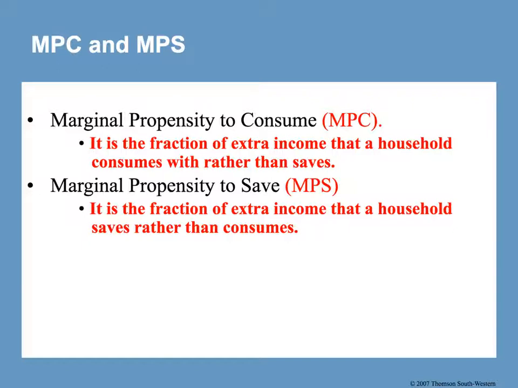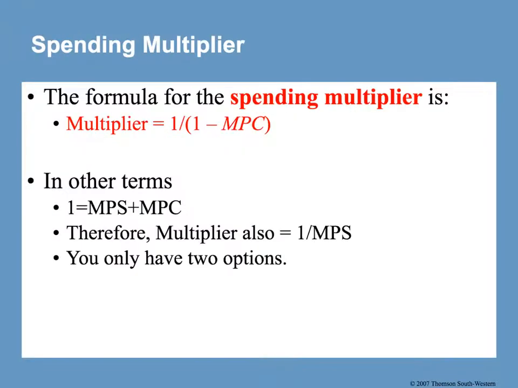So if I give you $100 and you decide I'm going to buy a new pair of shoes for $50, I'm going to save $50 for college next year, then that's the ratio of those two, the MPC and the MPS. The MPS then is the fraction that you would save rather than consume with. Now to find the spending multiplier, you would use the equation of 1 divided by 1 minus MPC, or because 1 equals MPS plus MPC, because when I give you $1, you can only do two things with it, consume with it or save it. The multiplier can also be expressed as 1 over MPS.